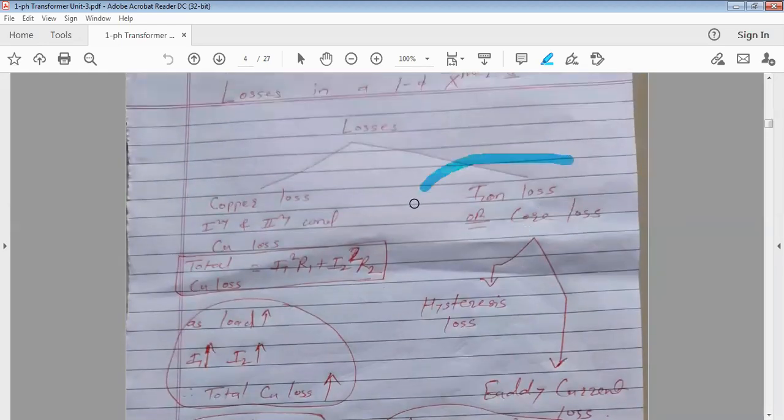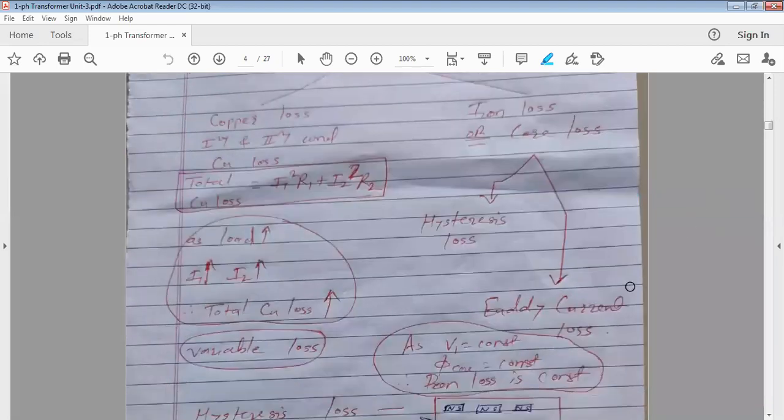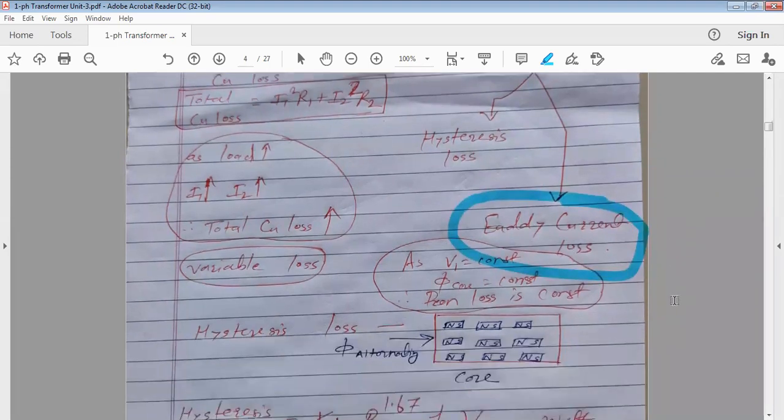Now which one is constant loss, iron loss or core loss? Two types are there, hysteresis loss and eddy current loss. Both the losses are constant. How can you minimize hysteresis loss? By using silicon steel. How can you minimize eddy current loss? By using a laminated core rather than a solid core.